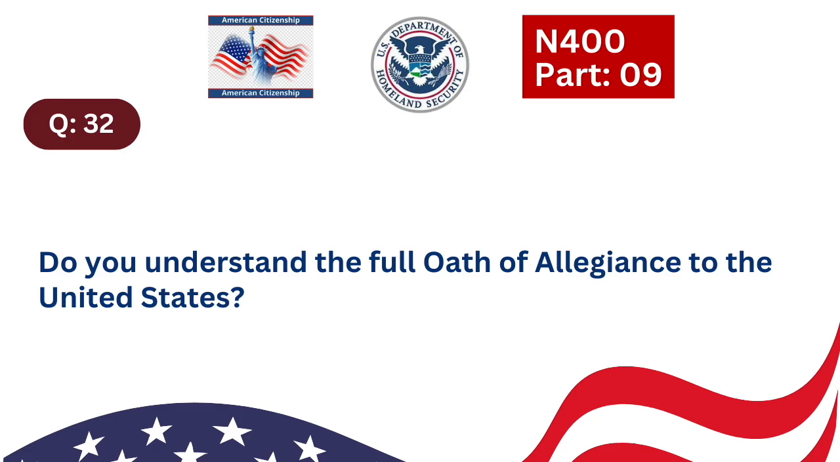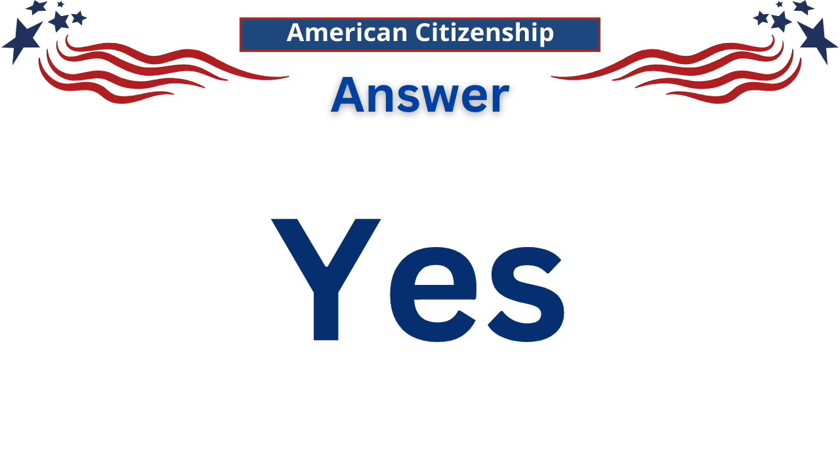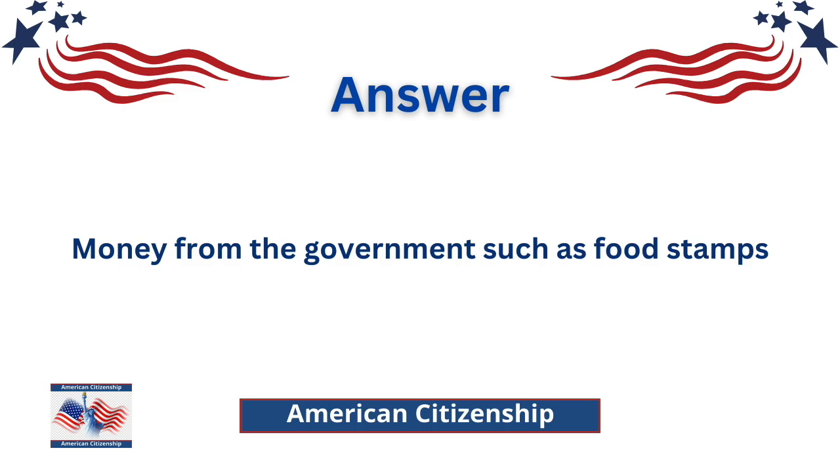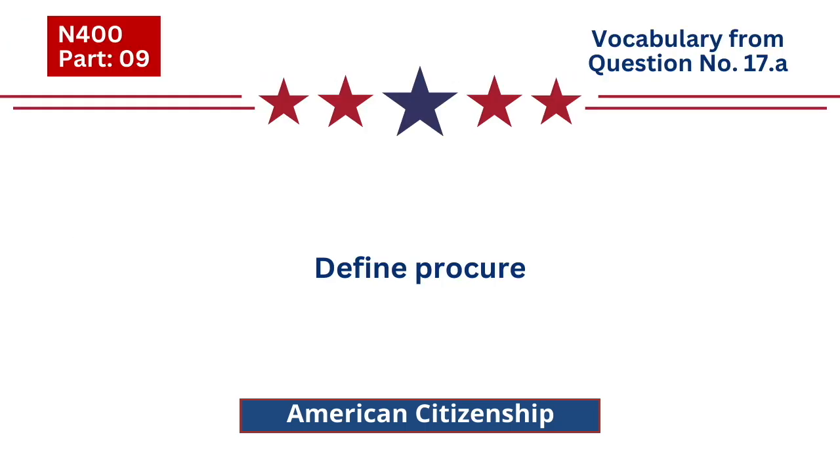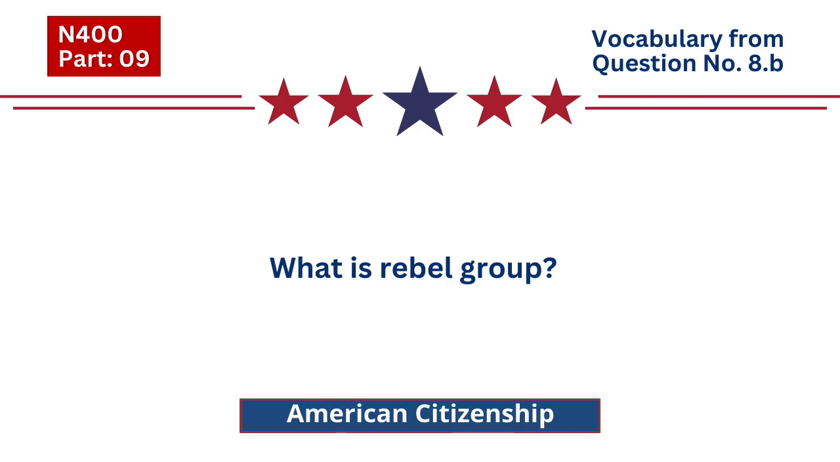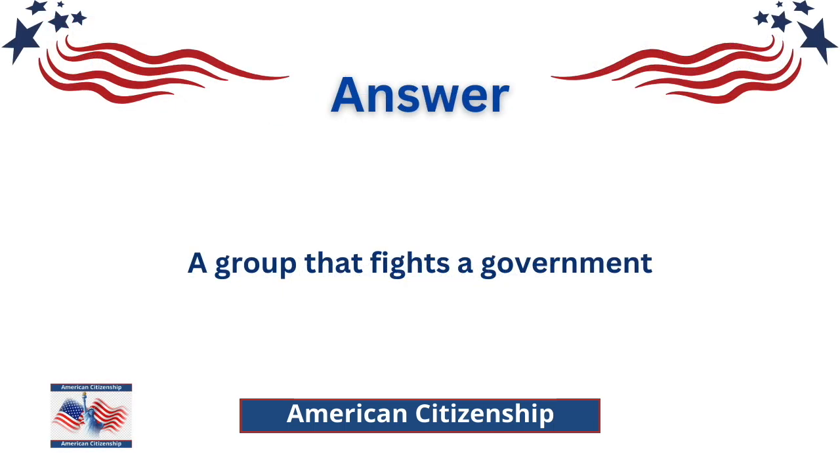Do you understand the full oath of allegiance to the United States? Yes. What is public benefit? Money from the government, such as food stamps. Define. Procure. To encourage someone. What is rebel group? A group that fights a government.